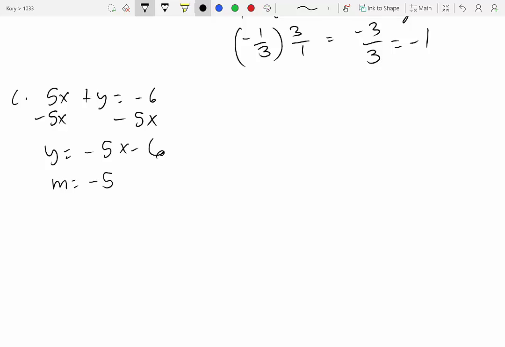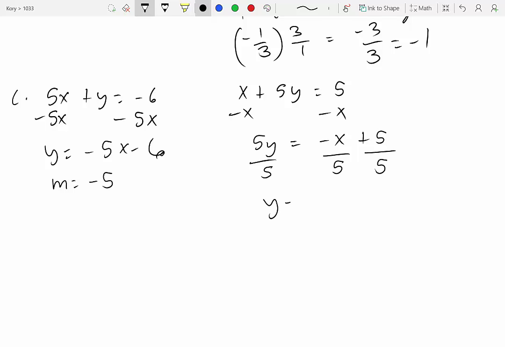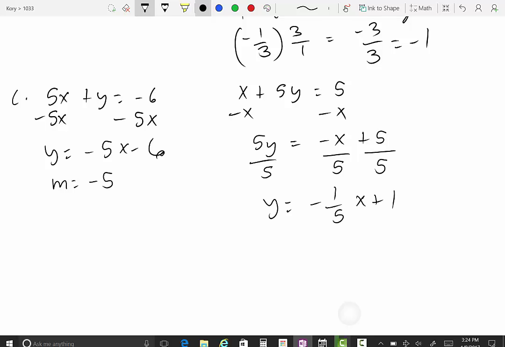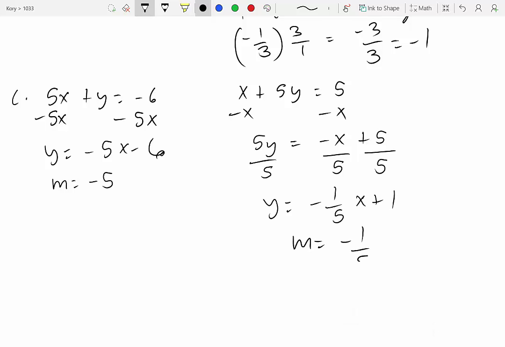Now we have to do the same thing to the other equation. So we have x plus 5y equals 5. Subtract x from both sides. So we have 5y equals negative x plus 5. Divide by 5. So we have y equals negative 1 over 5 x plus 1. So our m here is negative 1 over 5.